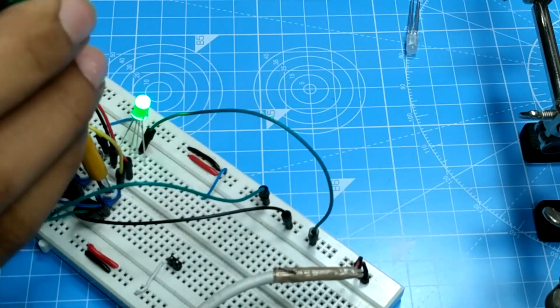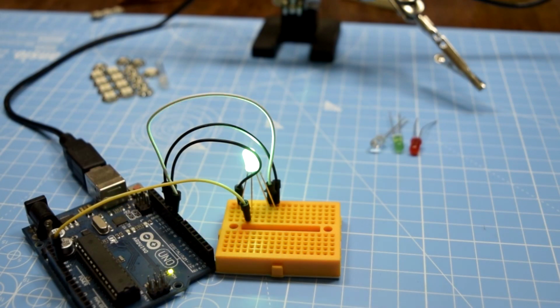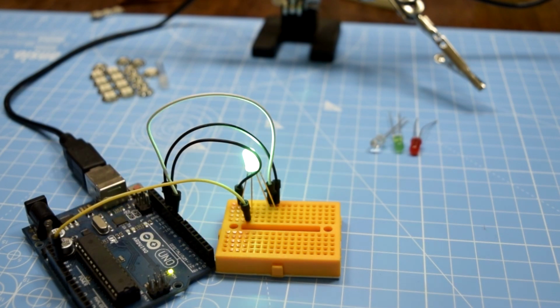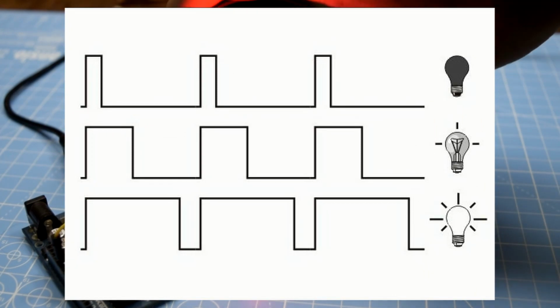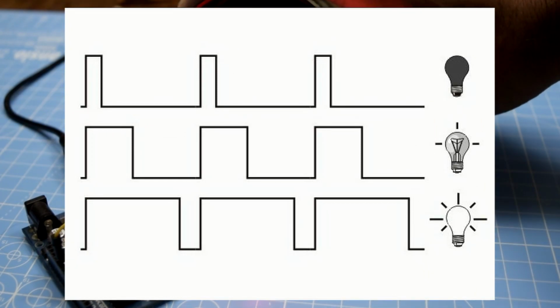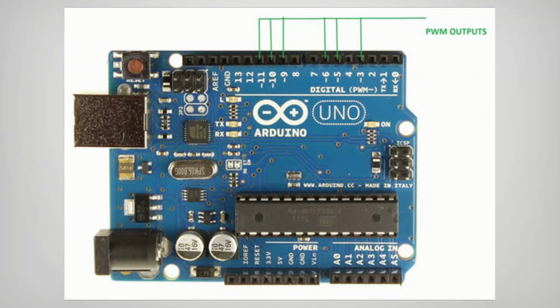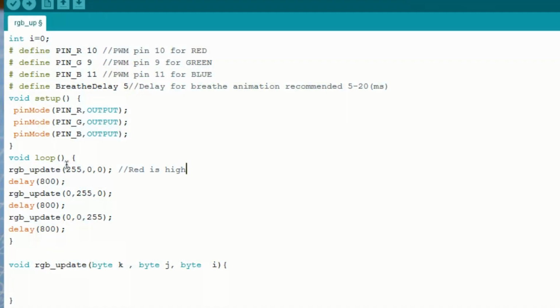Let's bring in our beloved Arduino into the game. We can get the same results by varying the brightness of each color by using a technique called PWM. Now what's PWM? That's a topic for another video. In simple terms, switching on and off the LEDs at very high speed. The longer the on time, the brighter the LED. The Arduino can produce a variable PWM out of its 6 pins. We will be needing 3 of them, one for each color.